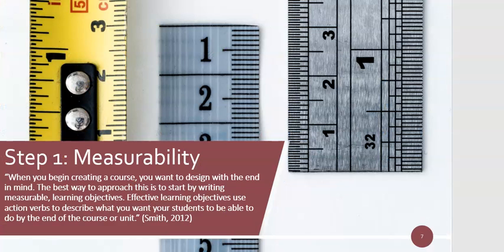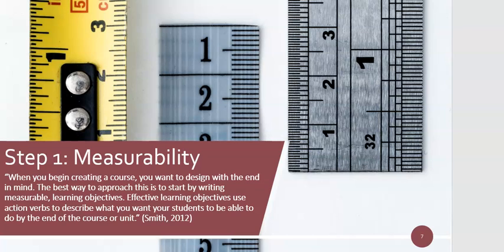We're going to talk about some very important pieces of what goes into designing a high quality online course. One of the most common tools used in higher education is Quality Matters. So the next few pieces that we're going to talk about are the very foundations of Quality Matters and what it looks at when it looks at courses. The first part is measurability. This has to do with making sure that your course objectives are measurable. So when you begin creating a course, you want to design with the end in mind.